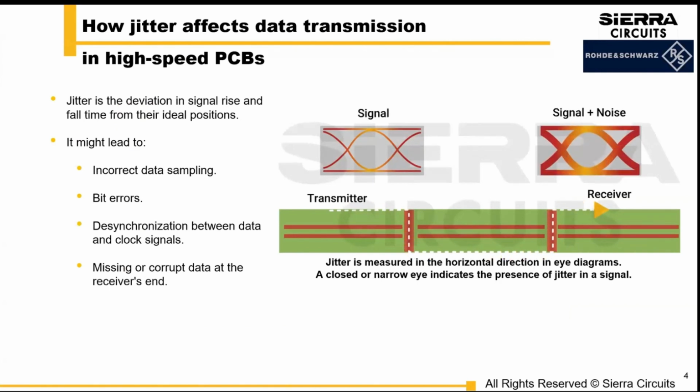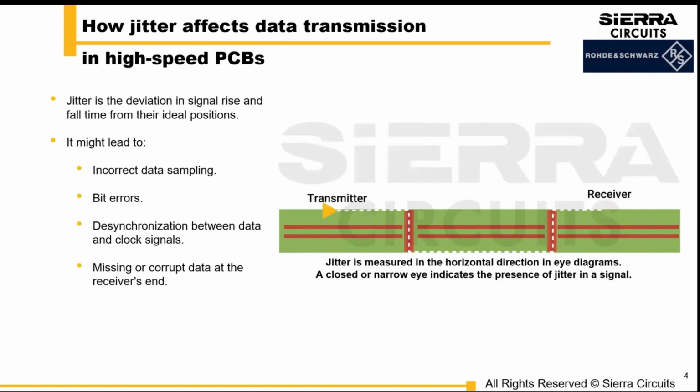So basically, how is jitter affecting your data transmission? It's the deviation in the signal edges from their ideal positions, and this deviation has several critical consequences. You basically have sampling issues. You can have misinterpretation of the transmitted data, or bit errors. Jitter can also lead to missing or corrupted data at the receiving end, and Mike will go over that example as well.